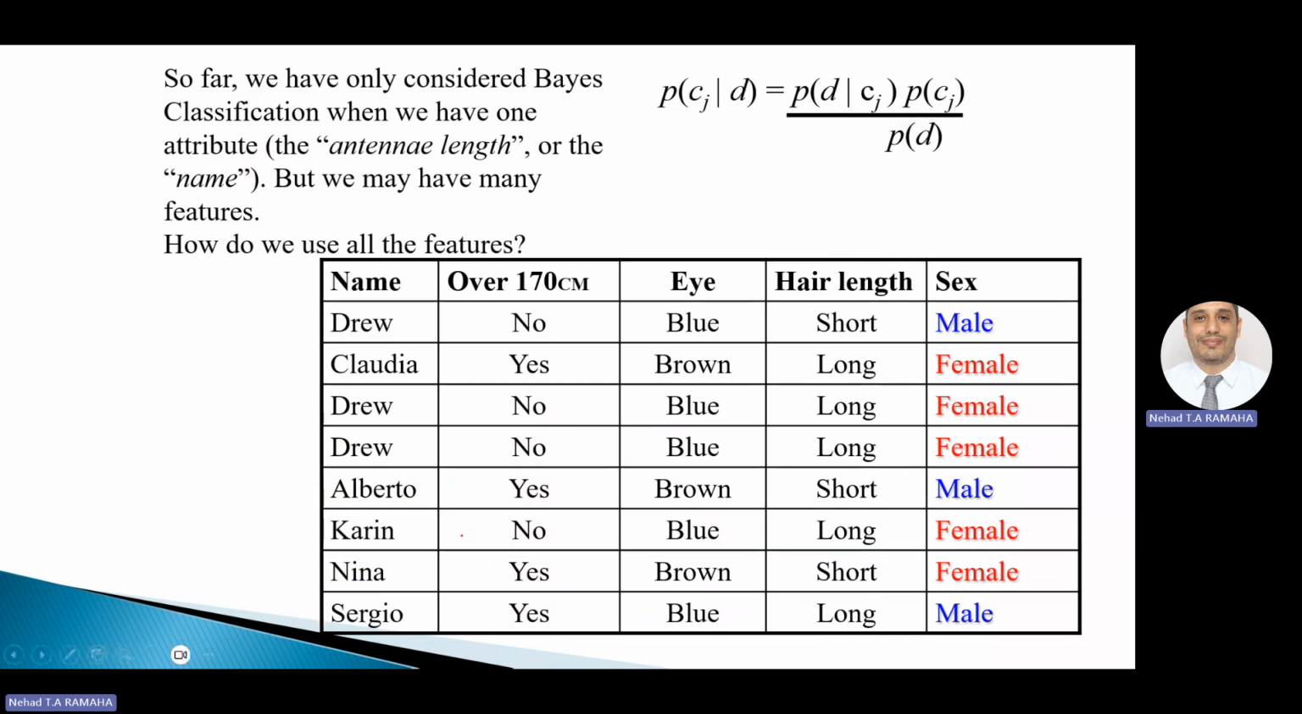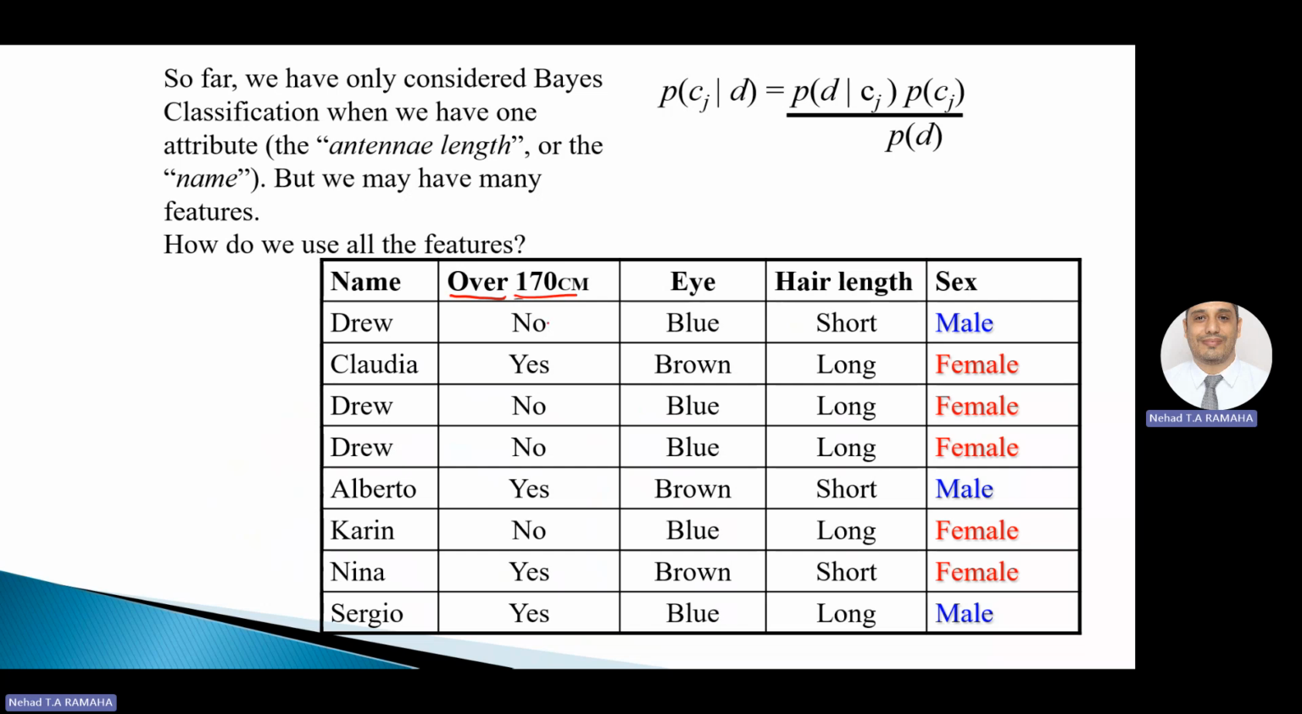If we have more than one feature, usually we don't have just one feature. And teacher, since 2 weeks, you are saying we could have more than one feature, we could have more than one category. Let's see more than one feature. Here we have many features. Okay, so we have here over 170 centimeters.